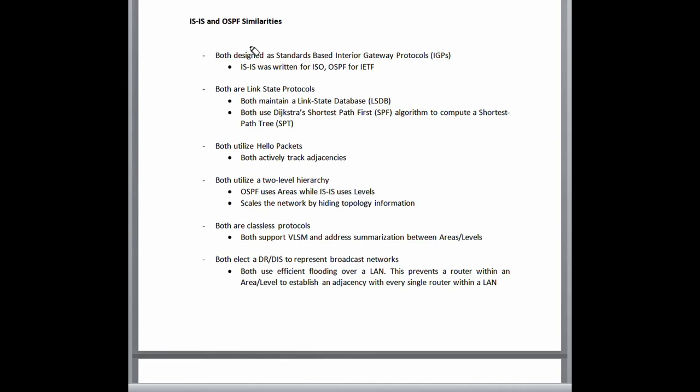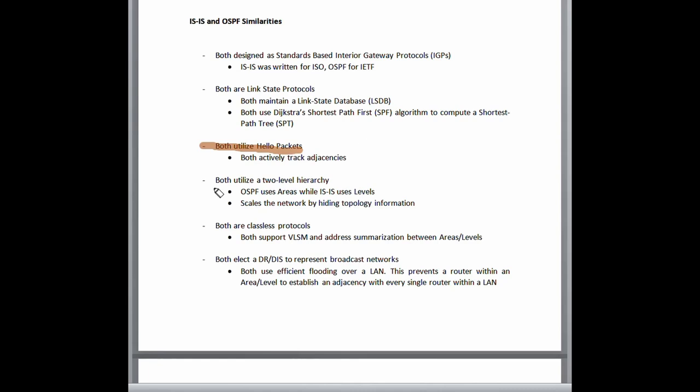The second similarity is that both these routing protocols are link state protocols, and both maintain a link state database wherein all the devices in an area in OSPF and a level in ISIS have the same view of the topology. Also, both OSPF and ISIS use Dijkstra's shortest path first algorithm to compute a shortest path. The third similarity is that both OSPF and ISIS use hello packets to track and maintain neighbor adjacencies.